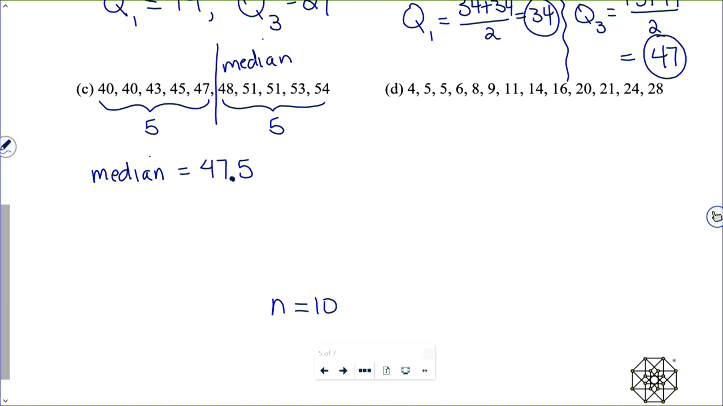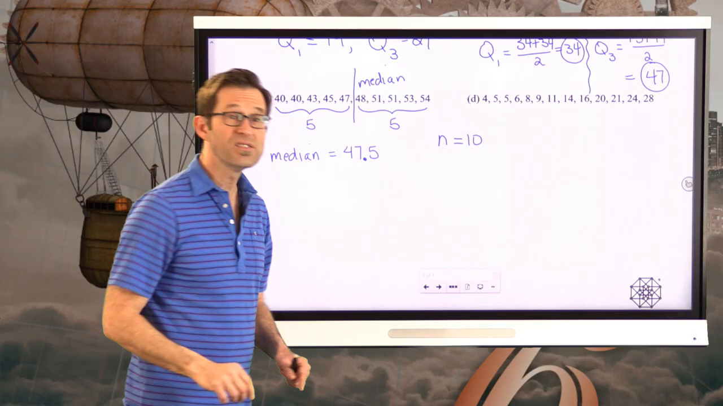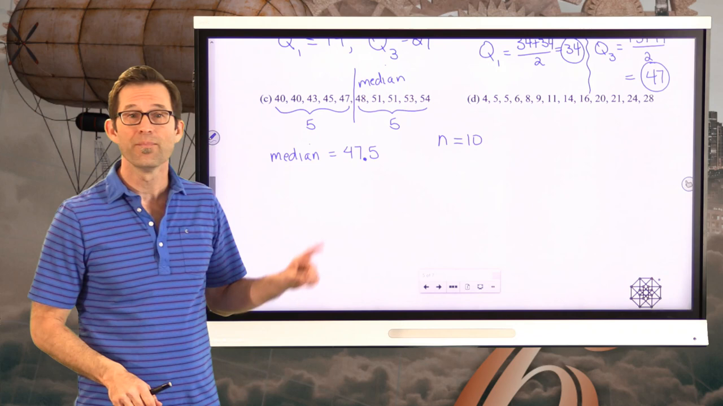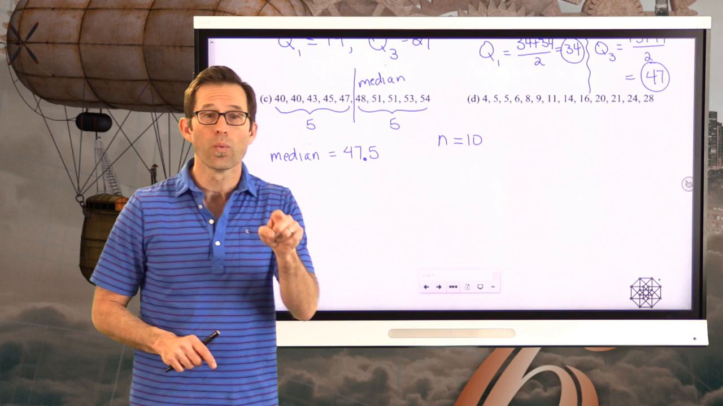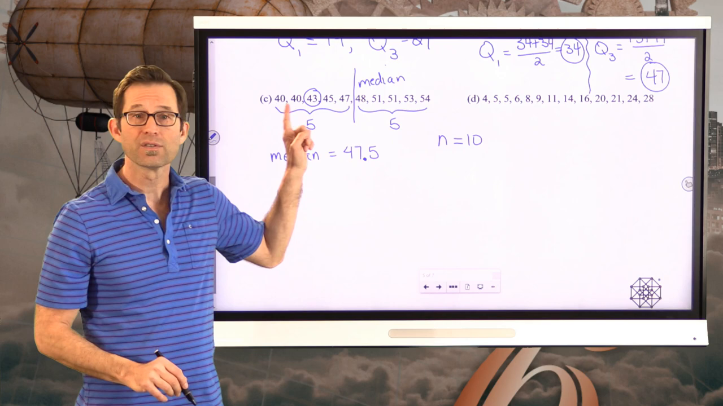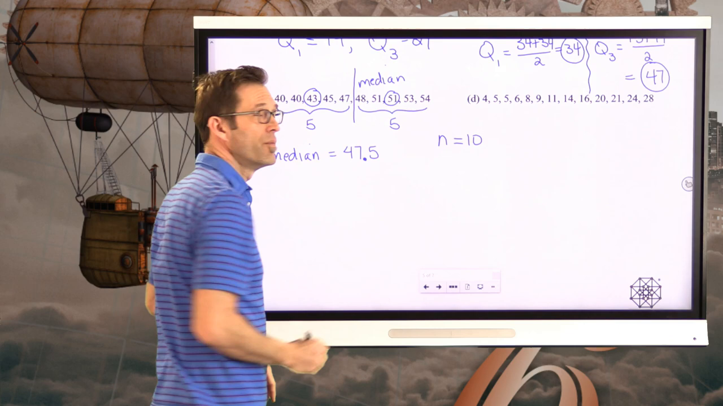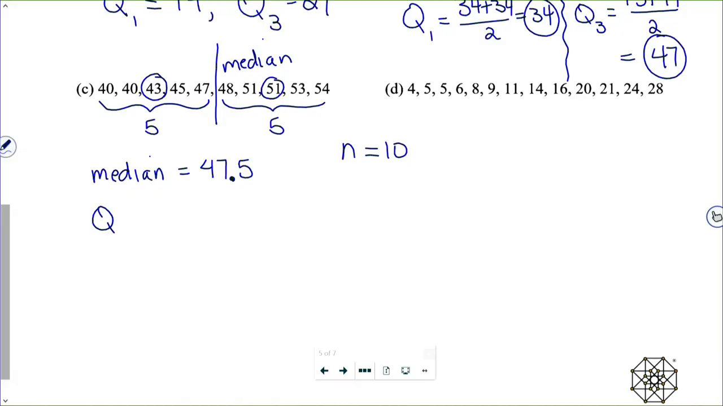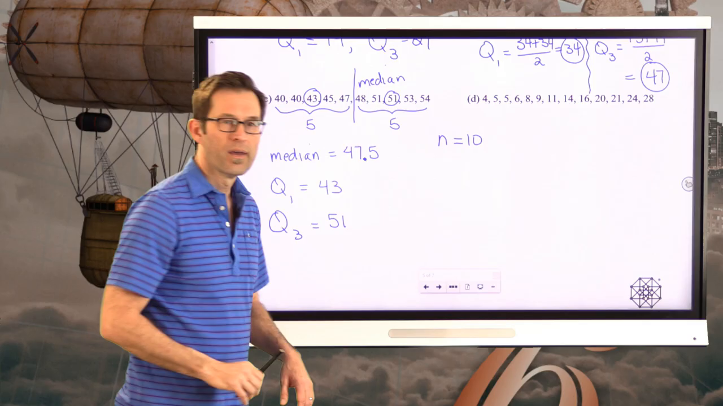Now, to make our lives even easier though, unlike exercise B, the lower half and the upper half now have an odd number of values. So we can literally just look at them and say, oh, well, in this data set, the number right in the middle is 43. And in this upper half of the data set, the number right in the middle is 51. And so our first quartile value is 43, and our third quartile value is 51. Simple as that. Let's take a look at one last one.